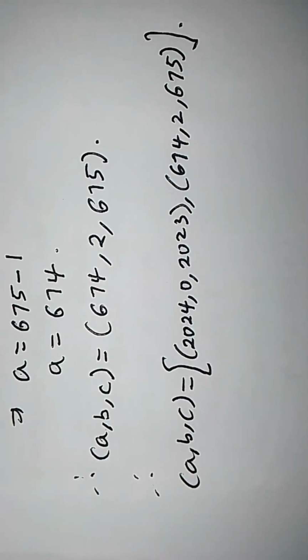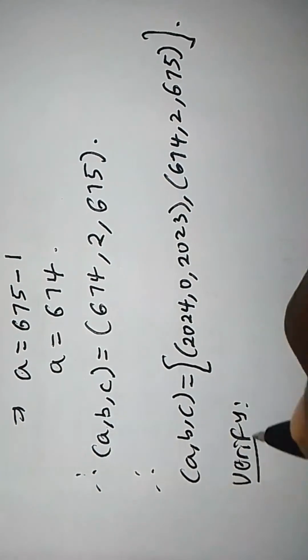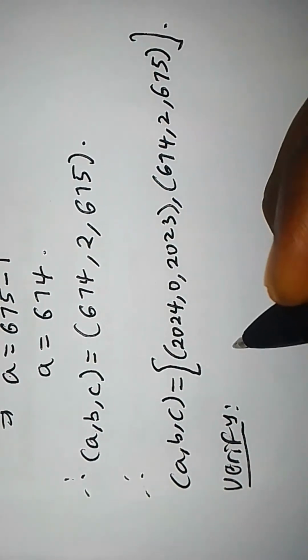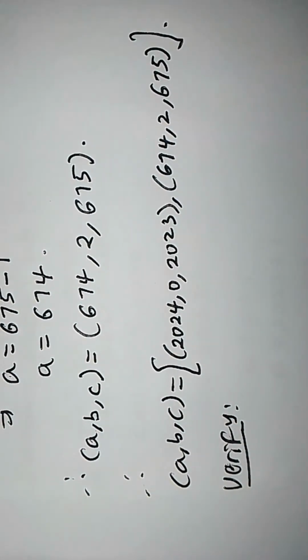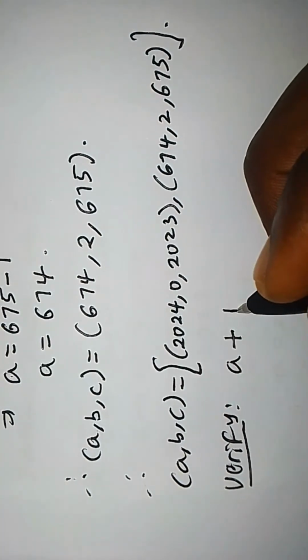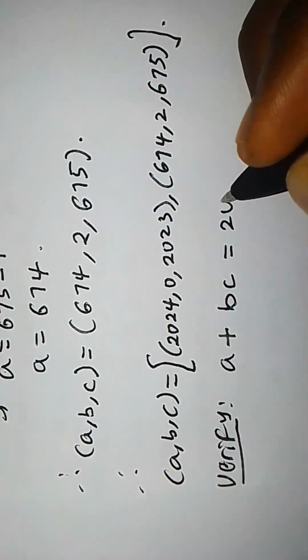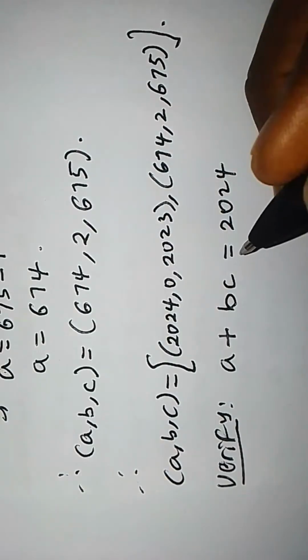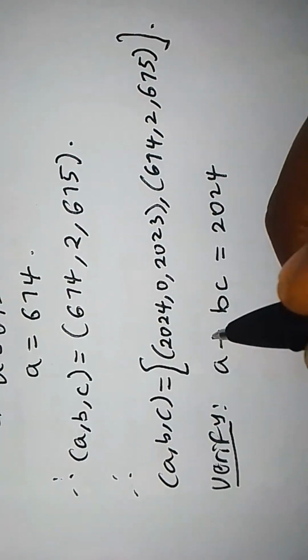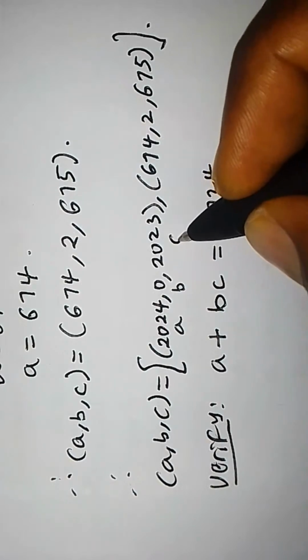Now let us quickly verify if this answer is correct. Verify. We can use either of the two equations to verify it. Let's use equation 1 to verify it. a plus bc equals 2024. This is equation 1. So let's verify this first answer first. This is our a, this is b, and this is c.